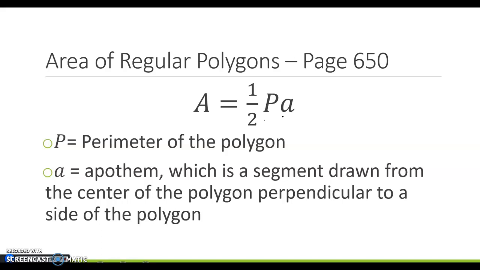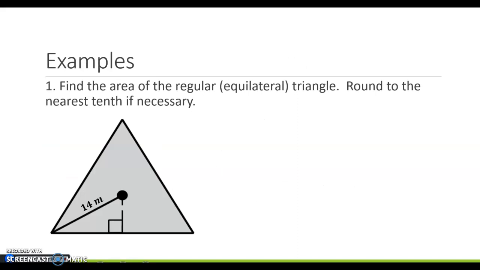With the regular polygons, due to the lack of time, we are only going to concentrate on using this area formula for regular or equilateral triangles. So let's do this first example here. We're going to find the area of this regular or equilateral triangle rounded to the nearest tenth.